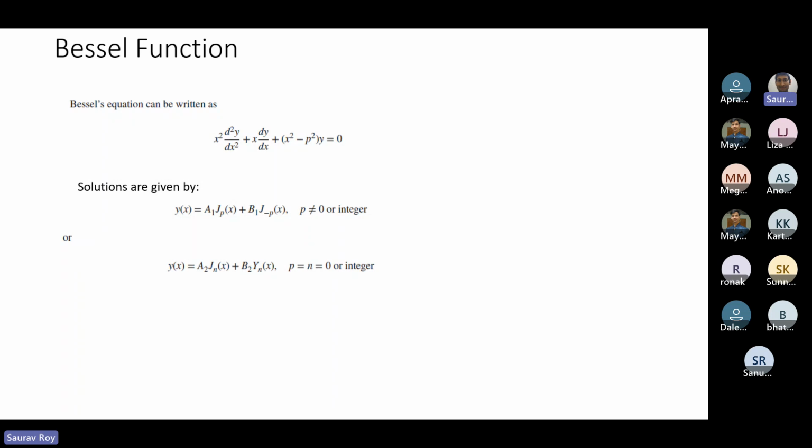I want you to just have a look at this format. If you have this kind of thing, x square d2y/dx2, plus x dy/dx, plus (x square minus p square) y, this is the Bessel equation of order p. Remember, the order p comes from this. If you solve this, it comes to this very popular function: y(x) is a1 J of p and J of minus p, in case p is not zero or an integer. When it's zero, then this defined form is there. So these are two different formats for the solution of Bessel's equation. This is a very popular function, and the differential equation you can remember.